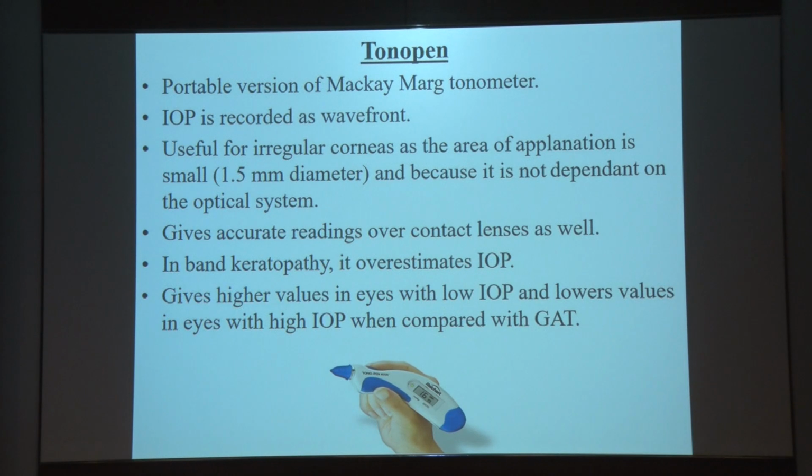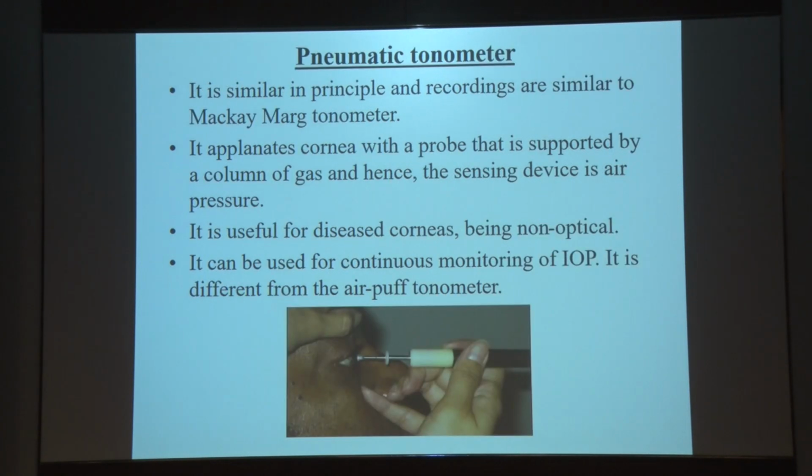TonoPen is a portable version of the Mackay-Marg tonometer. IOP is recorded as a waveform. It is useful for irregular corneas as the area of applanation is very small, and because it is not dependent on the optical system. It gives accurate readings over a contact lens as well. In band keratopathy, it overestimates the IOP. It gives higher values in eyes with low IOP and lower values in eyes with high IOP when compared to the Goldmann applanation tonometer.